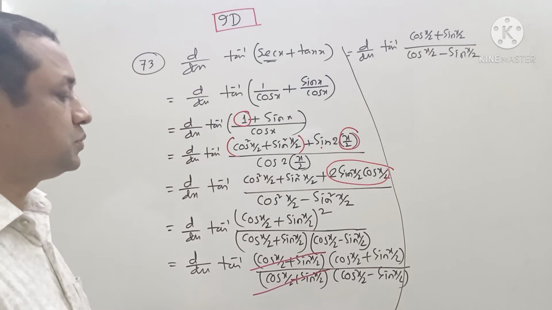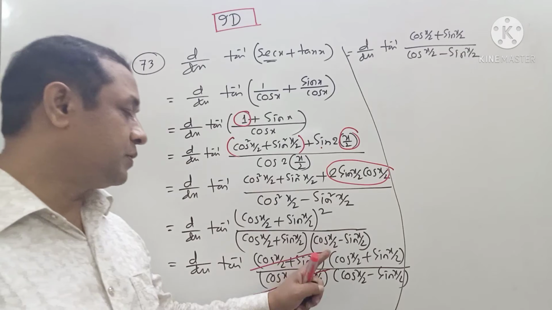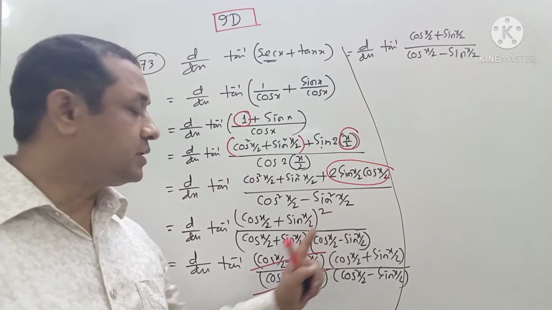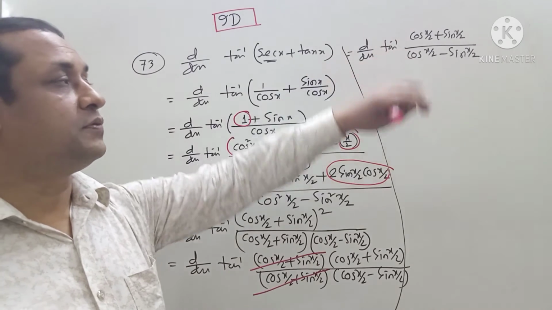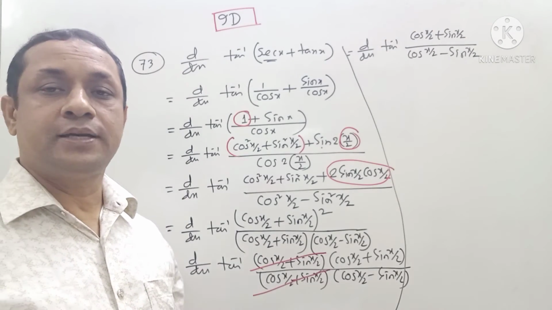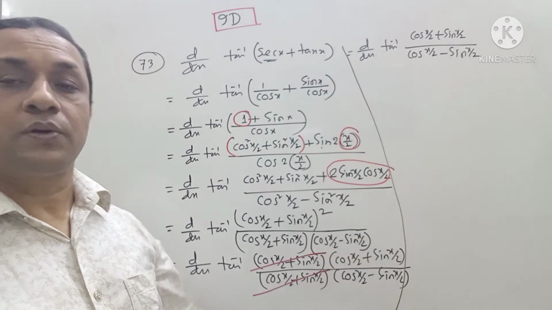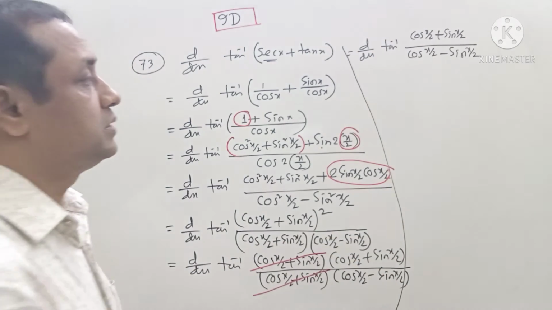I say again student, here using the formula a square minus b square equals (a plus b) into (a minus b), then we get tan inverse of (cos x/2 + sin x/2), denominator is (cos x/2 − sin x/2).